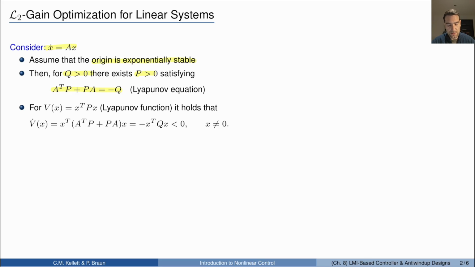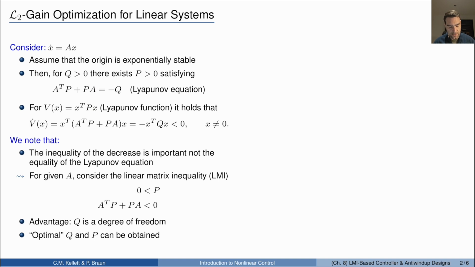Because based on this solution of the Lyapunov equation, we can define a quadratic Lyapunov function. And with that Lyapunov function, we looked at the derivative V dot of x of t. And that was then telling us, well, we have a decrease, meaning V dot of x of t is less than 0 for all x unequal to 0. Providing a verification of exponential stability.